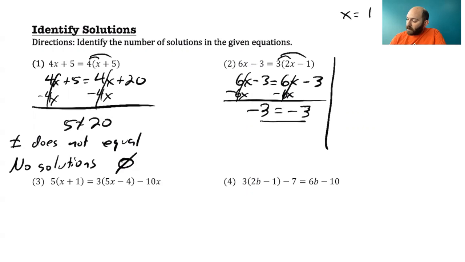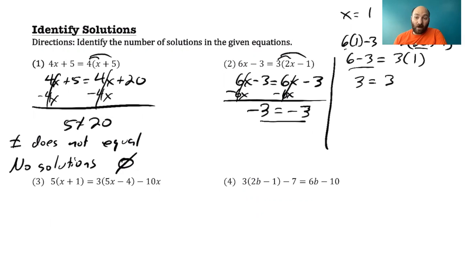Just for the fun of it, I'm going to plug in, let's say, x equals 1 and x equals 2 here. So if I do 6 times 1 minus 3, does that equal 3 times 2 times 1 minus 1? So 6 times 1 is 6 minus 3 here. On this side, I've got 2 times 1 is 2. And then 2 minus 1 is 1. 6 minus 3 here is going to give me 3. 3 times 1 is 3. Hey, that checks out.